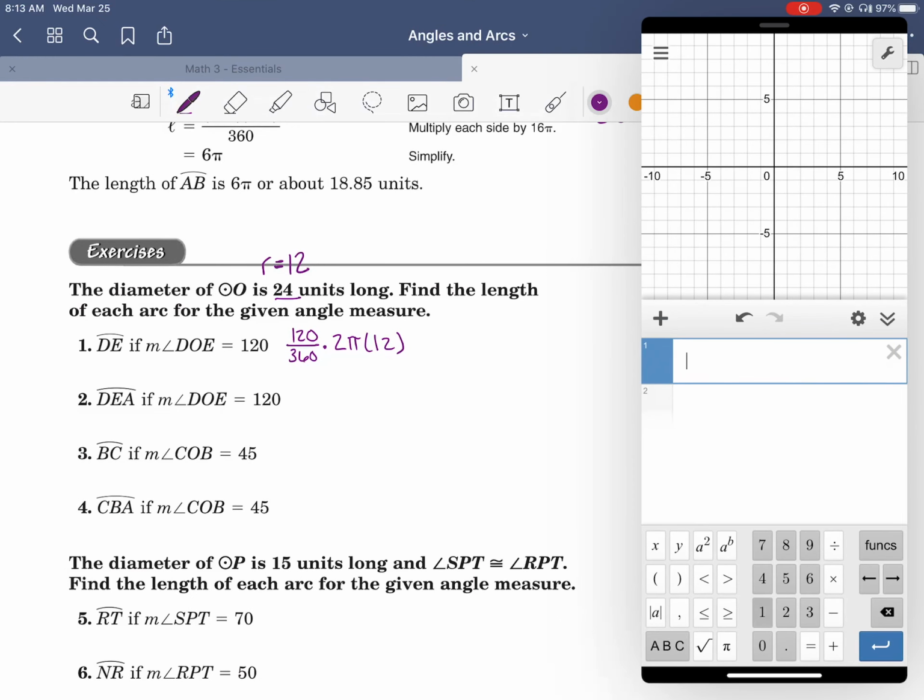So I'm going to type in 120 over 360 times 2 pi 12. It doesn't tell me how to round it, so I'm just going to round it to the nearest hundredth, so 25.13. Okay.